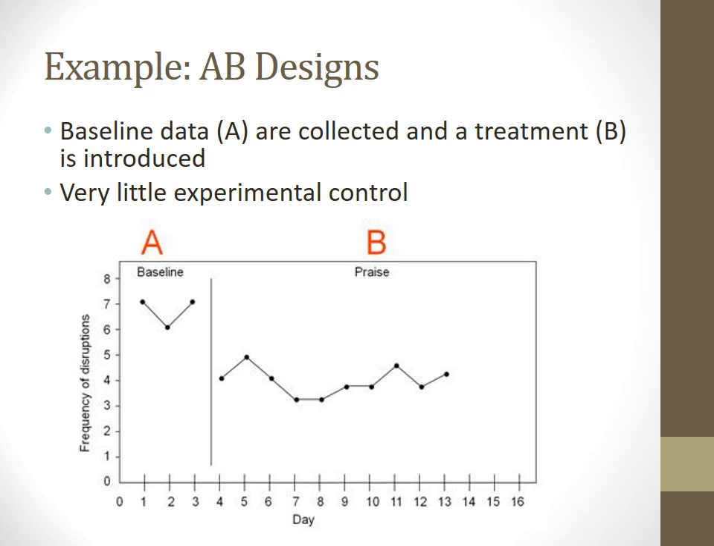Now, the problem with this design is that we don't really know if the frequency of behaviors decreased because of the researcher's treatment or for some other reason. For example, what if the parents have promised the child a new bike if he behaves in school? Or what if the child started a new medication that the researchers were unaware of, and it helped to calm some of those disruptive behaviors?